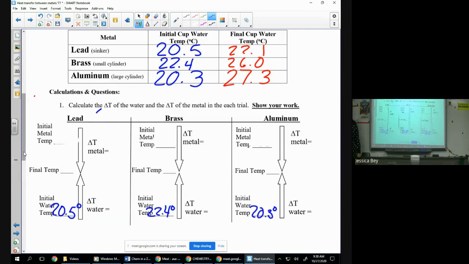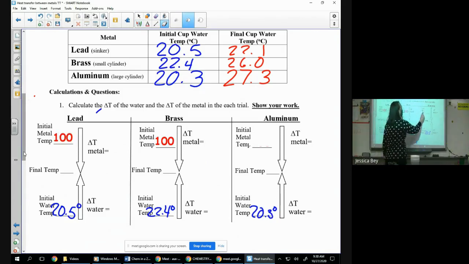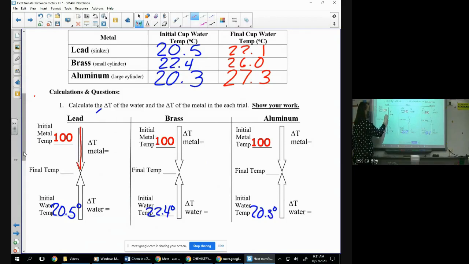Now, we just said that we put those metals in the water for 5 minutes to get them to what temperature? All the metals started at 100. They were boiling, boiling, boiling. So does everybody understand where it was right before we threw everything together? Water was cold, metal was hot, boom. Then what happened was the hot metal gave some of its energy to the cold water, and they kind of came together.